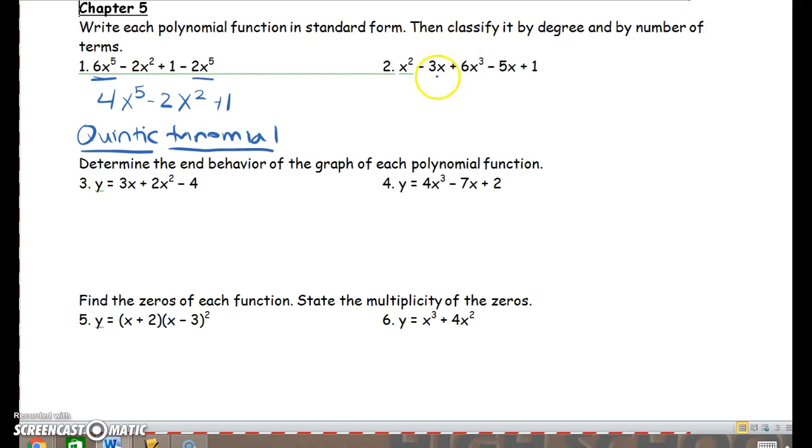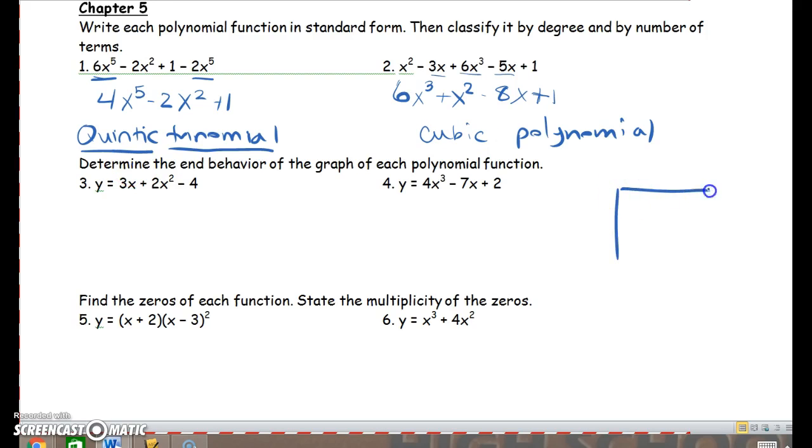Number 2. The largest degree is 6x cubed, or the 3. So we get 6x cubed. Then we look for the x squared, so we only have 1, so we have plus x squared. The x's, we're going to go ahead and combine both those to get negative 8x. And then we have plus 1. So here, because this is 4 terms, it's just a polynomial. Once we get more than 3 terms, we call it a polynomial. And then the first term has a degree of 3, so it is a cubic polynomial.